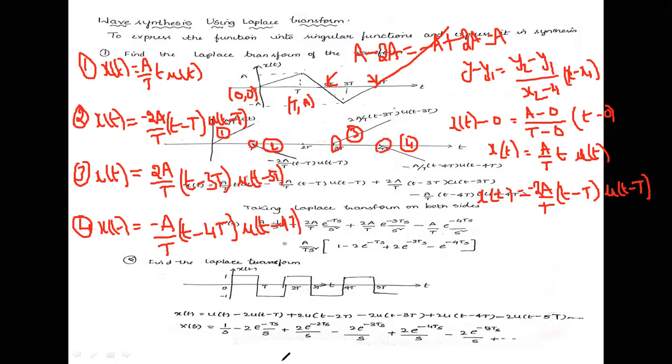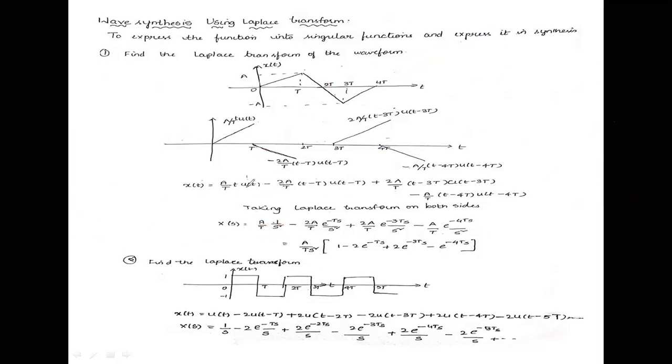All the four signals you can add. Got it? A by t, the t, mu of t, minus 2a by t, the t minus t, mu of t minus t, plus 2a by t, the t minus 3t, mu of t minus 3t, minus a by t, the t minus 4t, mu of t minus 4t.